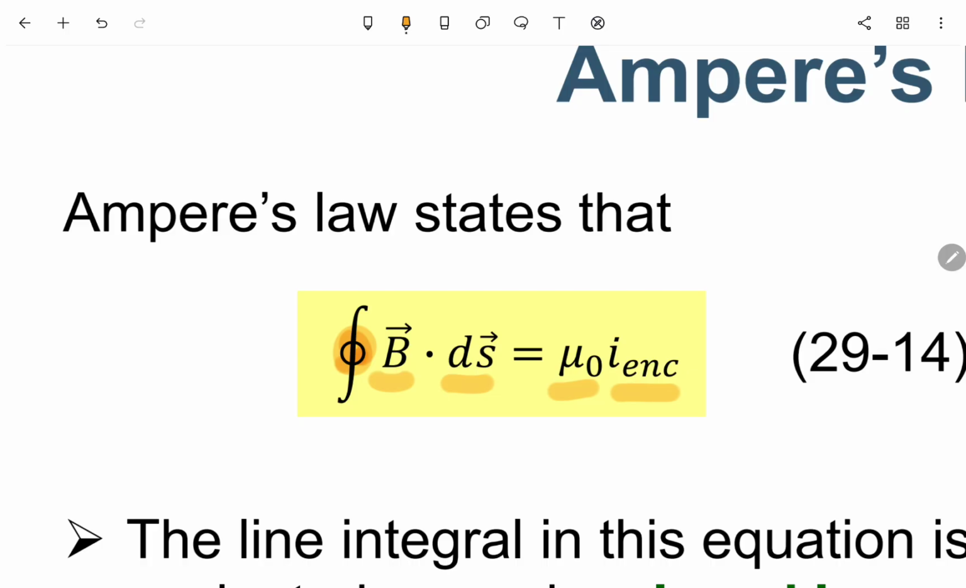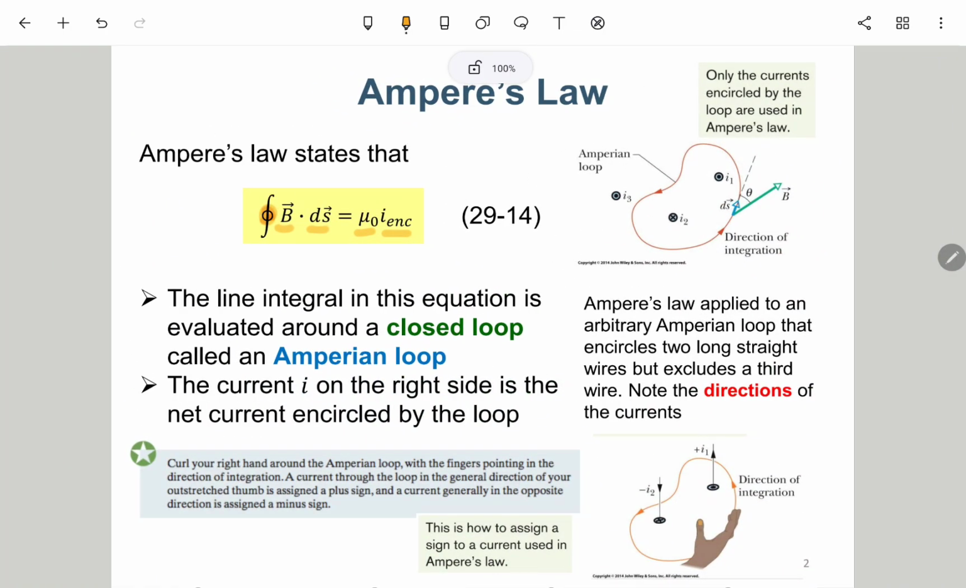So this is somehow like the Gauss law, although that one is a closed surface integral, and this one is a closed line integral. Here it says the line integral in this equation is evaluated around a closed loop called an Amperean loop. That one is called a Gaussian surface, this one is called an Amperean loop. Just a name.